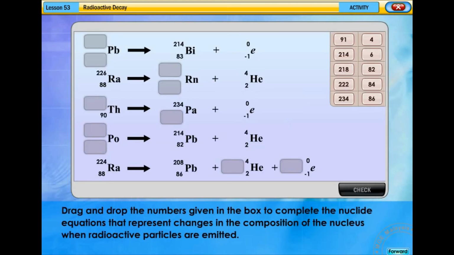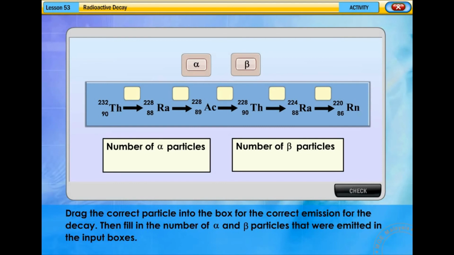Drag and drop the numbers given in the box to complete the nuclide equations that represent changes in the composition of the nucleus when radioactive particles are emitted. Drag the correct particle into the box for the correct emission for the decay. Then fill in the number of alpha and beta particles that were emitted in the input boxes.